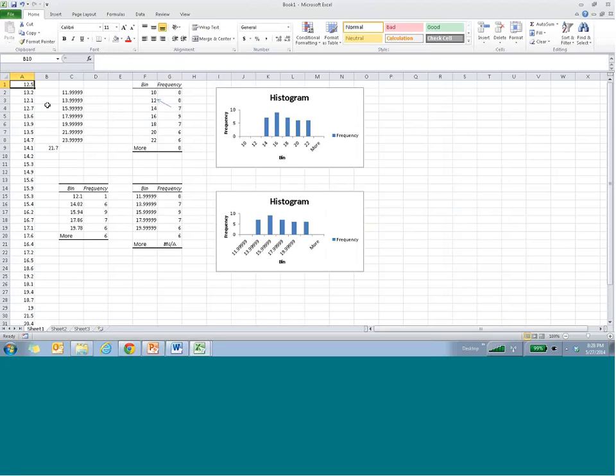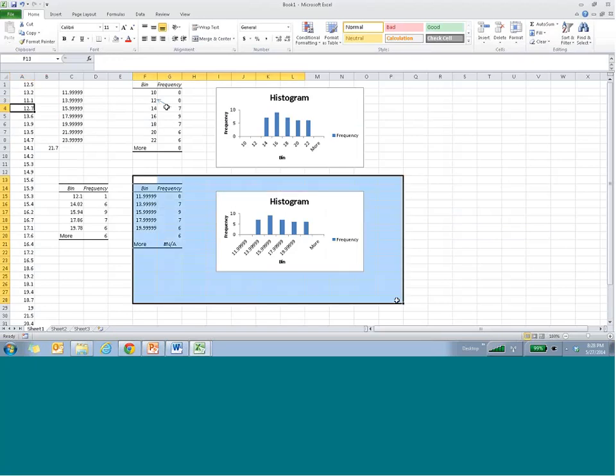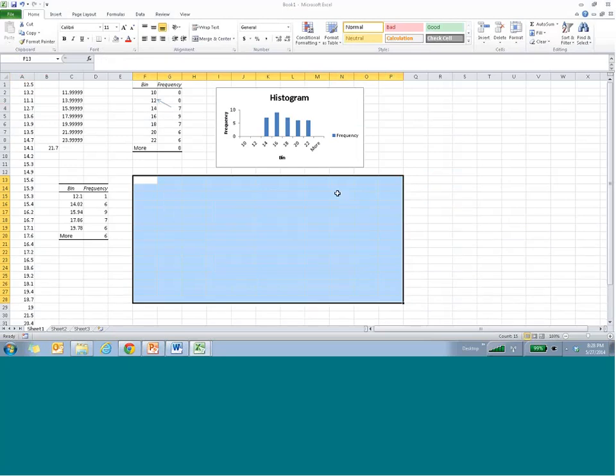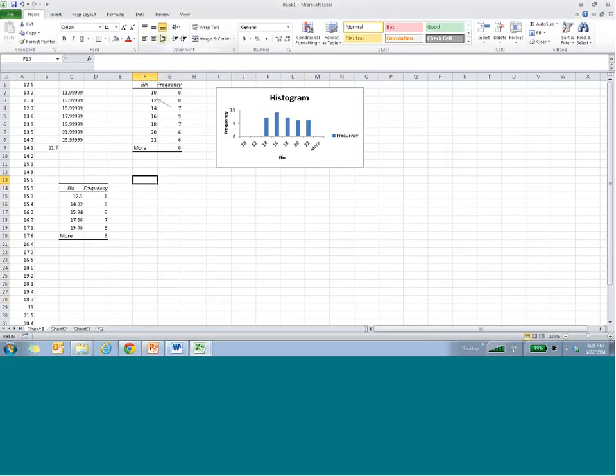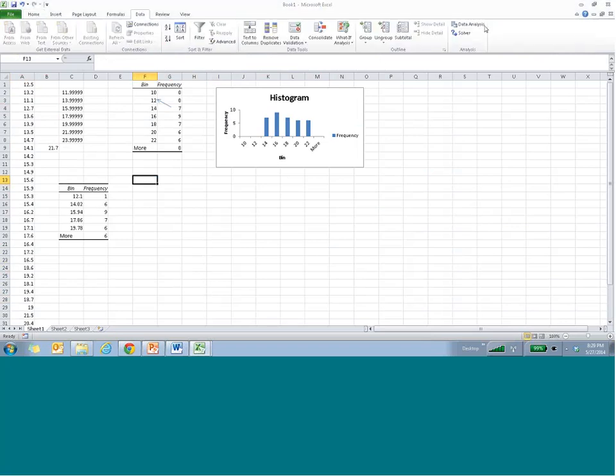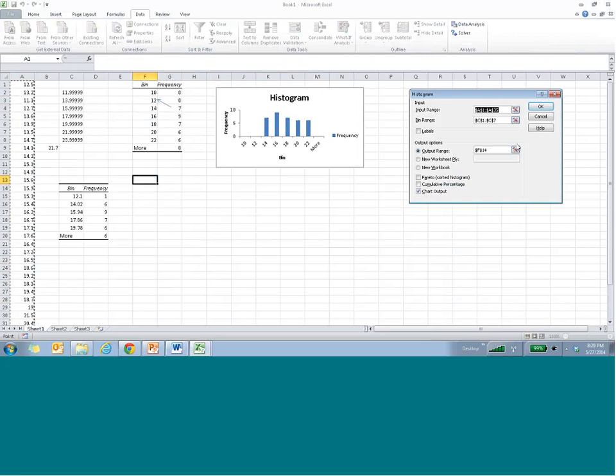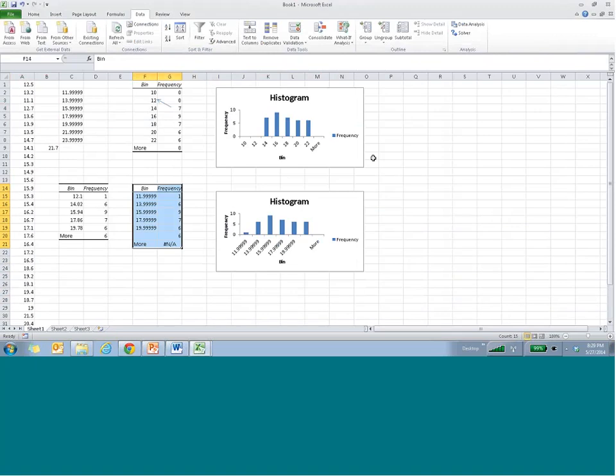Correct. So actually, let's put in 11.1 just for the heck of it. I just changed that 12.1 down to 11.1. And now I'm going to delete this. Now go to data analysis, histogram, output. Oh wait, no, that wasn't right, because I've still got the wrong things.